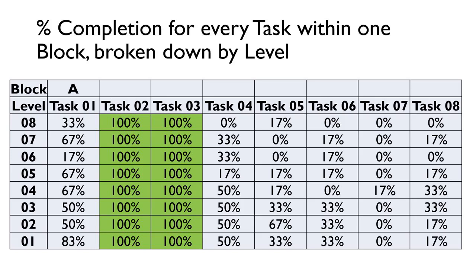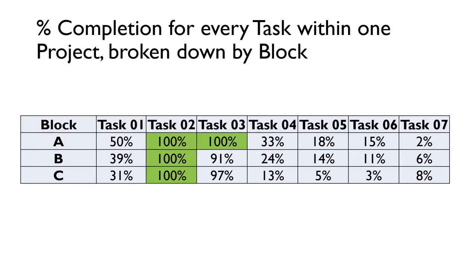Within one block, the percentage completion for every task in the apartment units within the same level can be aggregated as shown. The percentage completion for every task can also be further aggregated by only breaking down by the various blocks.